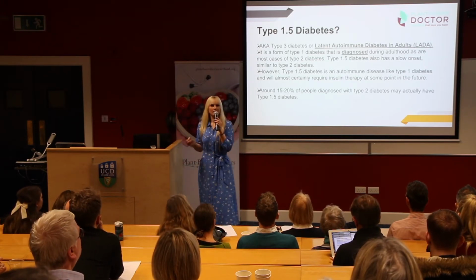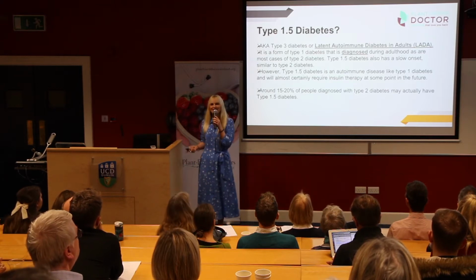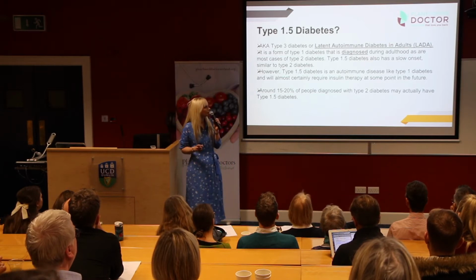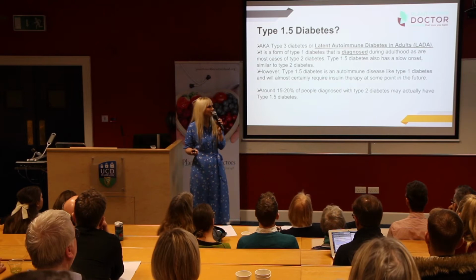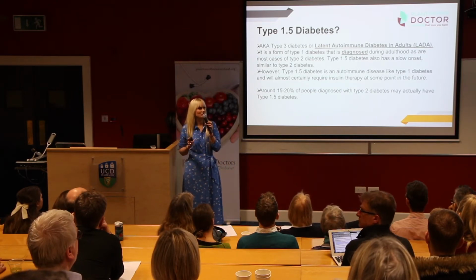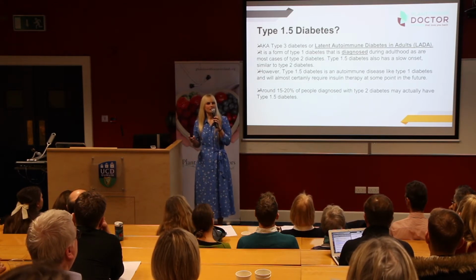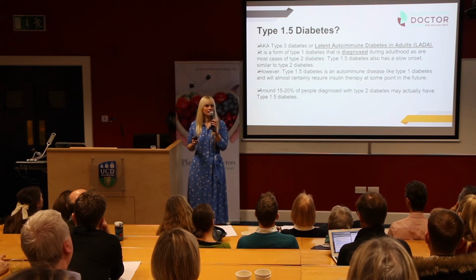Essentially, it's a bit like type 1 in the sense that it's mediated by an autoimmune process, but it tends to occur in adults. So it's confusing because you see an adult who you think, oh, okay, well it's probably type 2 because they're an adult, but actually what you'll notice the difference is that their disease is not mediated by insulin resistance. And it's actually up to 20% of adult diabetics are actually type 1.5.